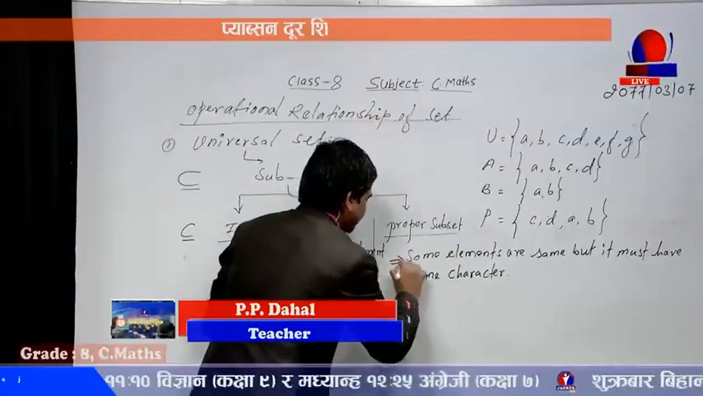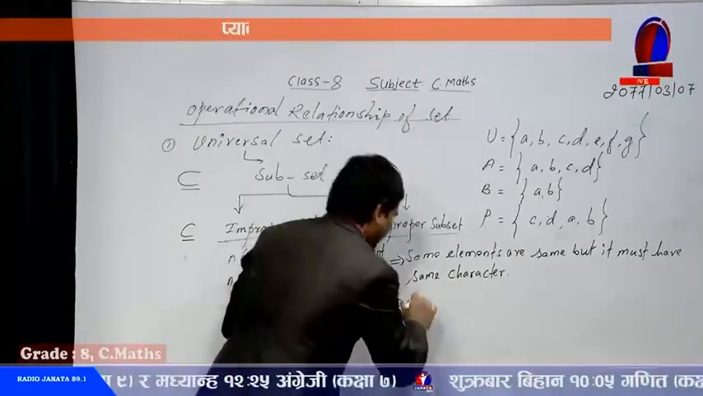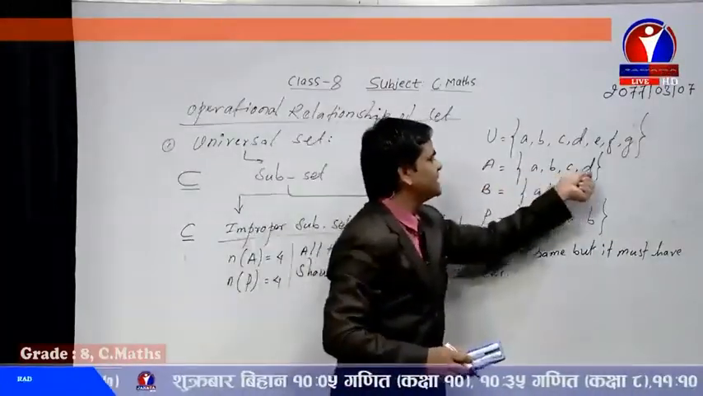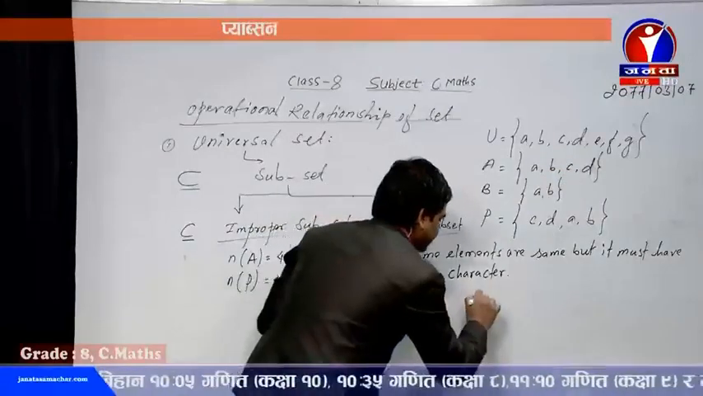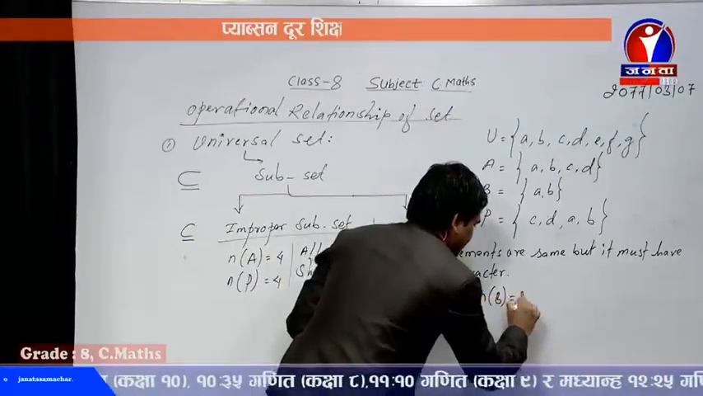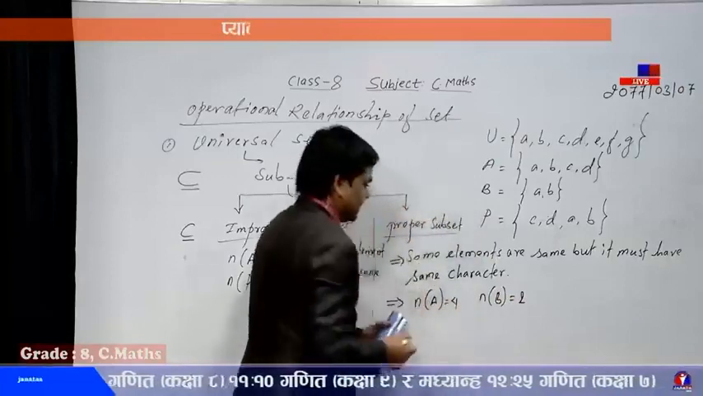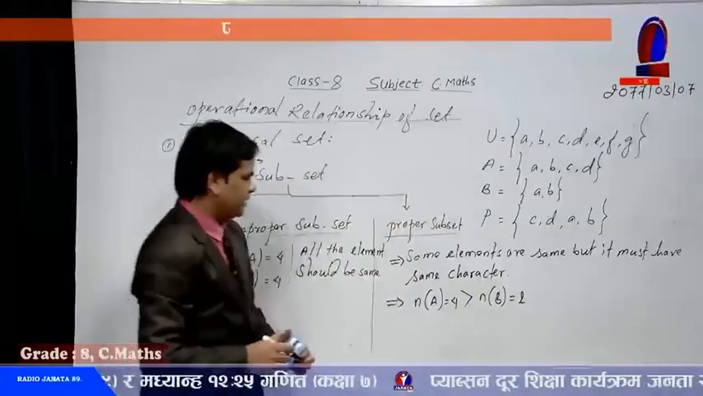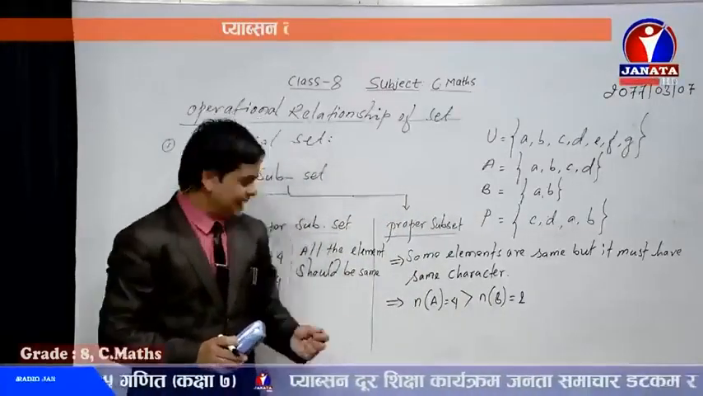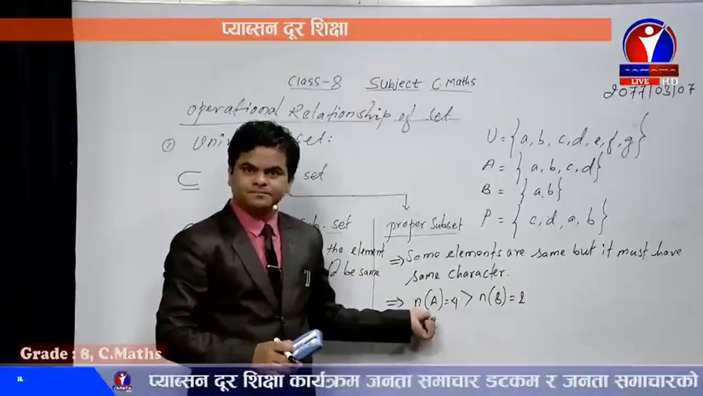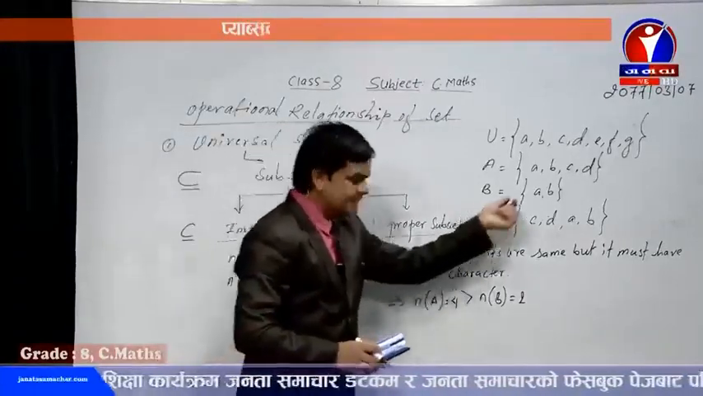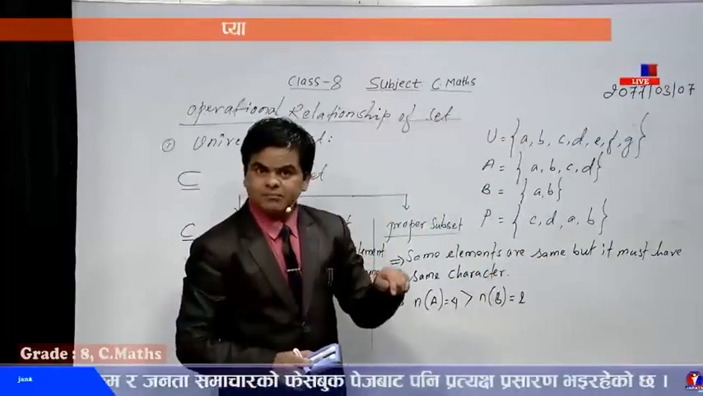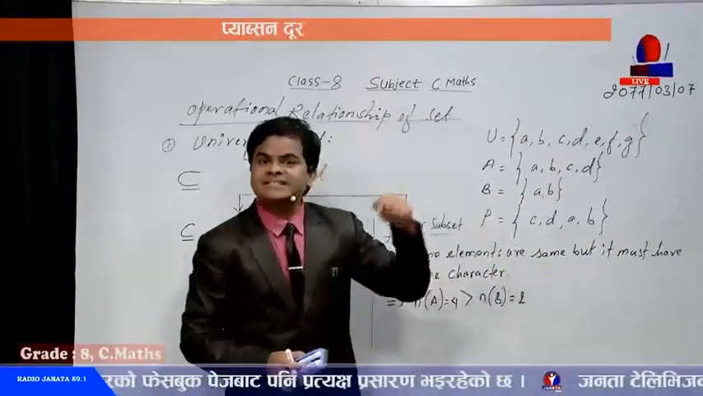Another characteristic should be, dear students, the number of elements contained in a set. There are 4 elements A, B, C, D. But in case of set B, how many are there? Just 2. And here there are 4. So the number of elements of a proper subset must be less than the number of elements contained in the set. Once again, in a proper subset there will be fewer elements but having the same characters, which are extracted from the set.